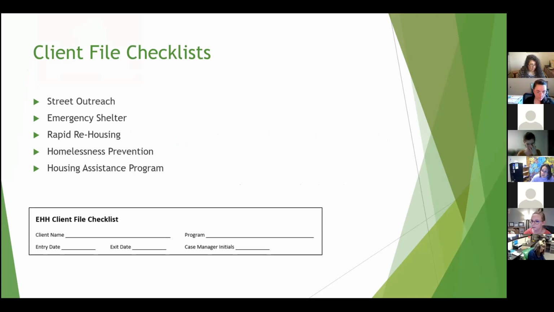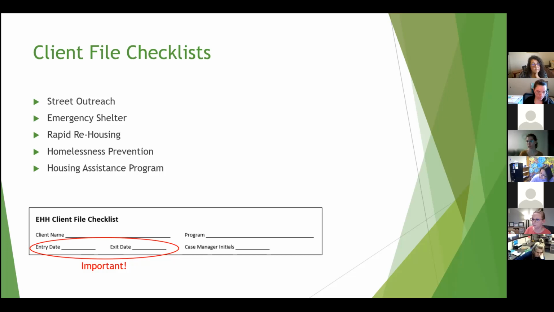Every checklist starts the same with the box with the client name, the program, and the entry and exit dates. It is very important that the entry and exit dates are clearly indicated in the file. You don't have to use these client file checklists, but I do encourage it because it's a way to make sure that the file contains what it needs to. They are Word documents, so you are welcome to edit them. And if you don't use these, make sure whatever you do use includes the elements that are on these checklists.